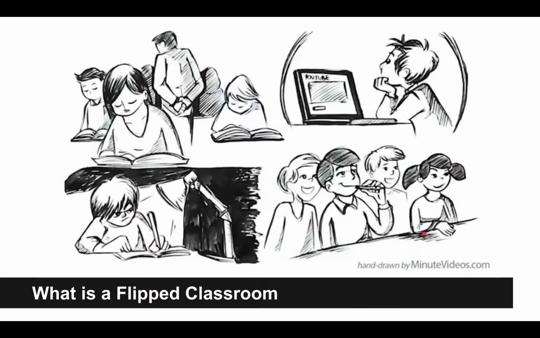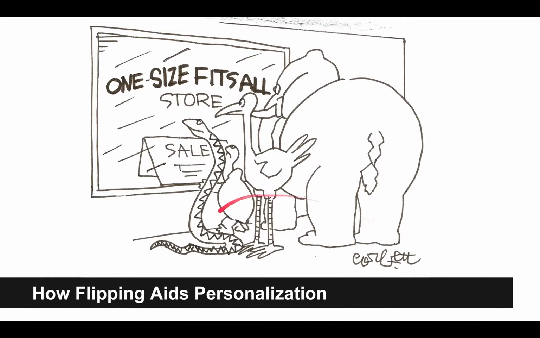So the flipped classroom essentially switches what a traditional classroom used to look like, where what was assigned as homework before is now assigned as classwork, and what was classwork before is now assigned as homework. So how does flipping aid personalization?